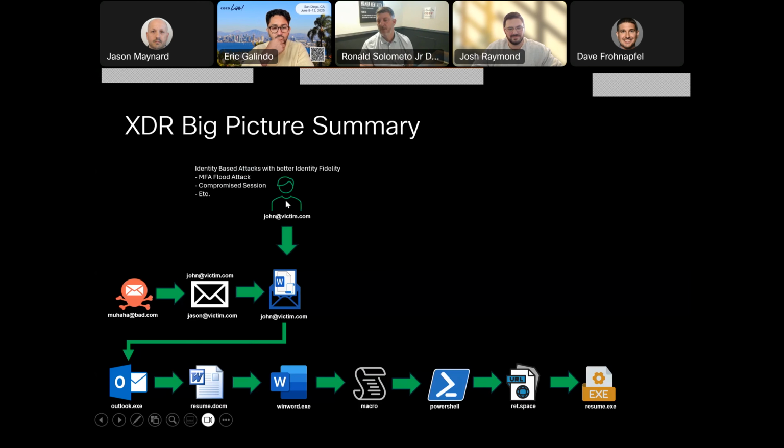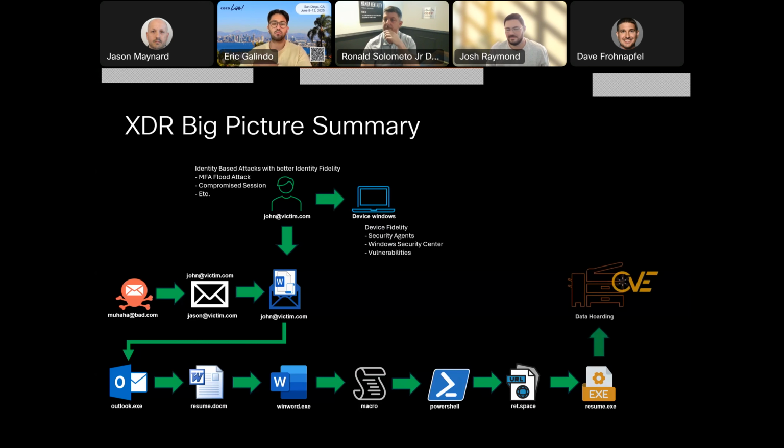What we end up finding is, because XDR has that identity threat detection response capability, we've seen maybe MFA flood attacks or compromised sessions, whatever. There have been things that have also shown up around John's identity to suggest that there's more going on here than just him clicking a Word document or a resume. And then when we look at the device, we can see that the device has security agents enabled, Windows Security Center's on, vulnerabilities. Maybe there's 3 vulnerabilities on the asset, and so maybe we've got to explore that as well.